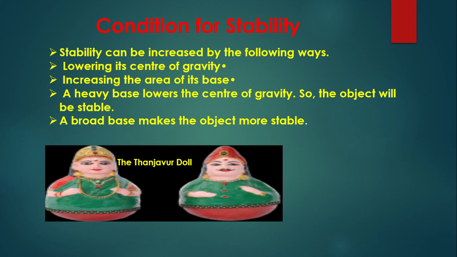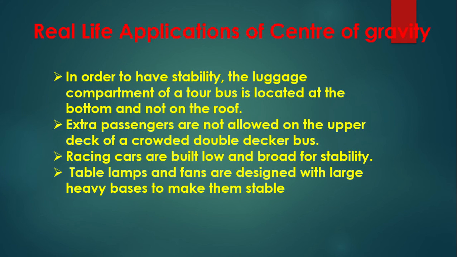Condition for stability. Stability can be increased in the following ways: lowering its center of gravity and increasing the area of its base. A heavy base lowers the center of gravity, so the object will be stable. A broad base makes the object more stable.